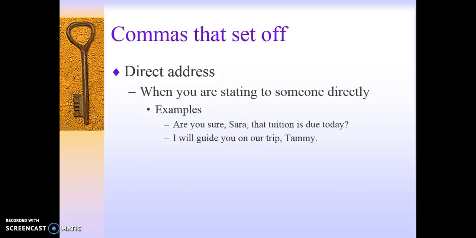And then you have direct address. What is a direct address? That is when you are stating to someone directly. You're speaking specifically to them. So the example that I've given you is: "Are you sure, Sarah, that tuition is due today?" Who are we talking to? We're talking to Sarah. So we're asking the question if tuition is due today. Because we're directly talking to Sarah, we're going to enclose Sarah, set it off with a comma before, and set it off with a comma after.